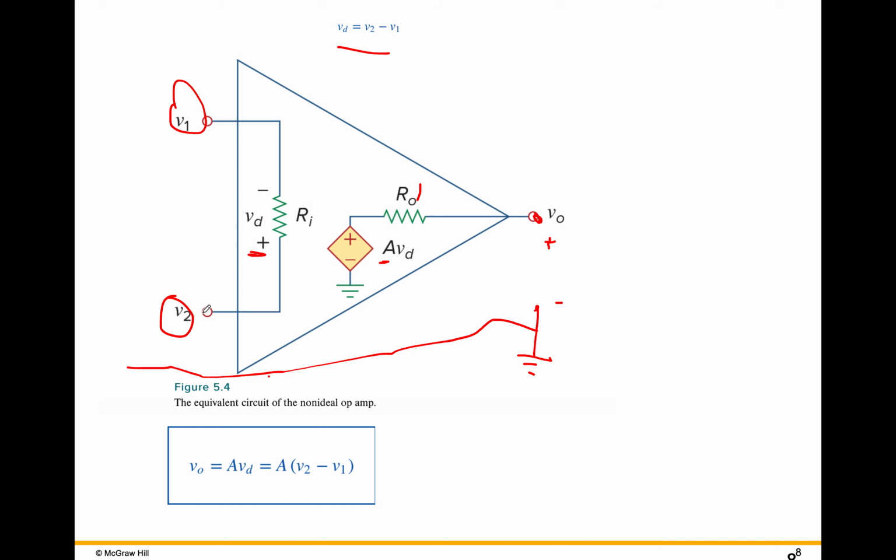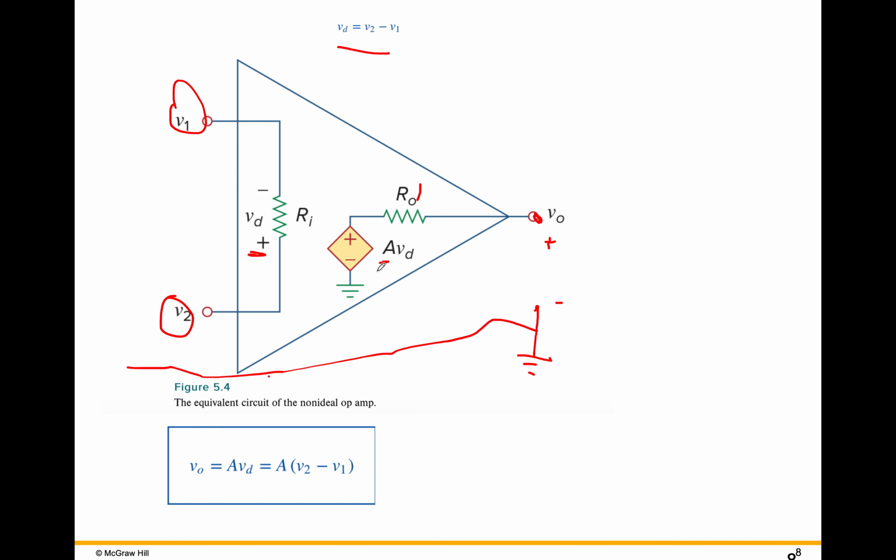So VD is the voltage at the input terminals, RI is the input resistance, R0 is the output resistance, and A times V sub D is the dependent source that is outputting at the output terminal. So this is not an ideal op amp. A is referred to as the gain. It's a factor where you multiply the difference between the two terminal input voltages by a very large number. And so what that means is a very tiny voltage difference can give you an output.